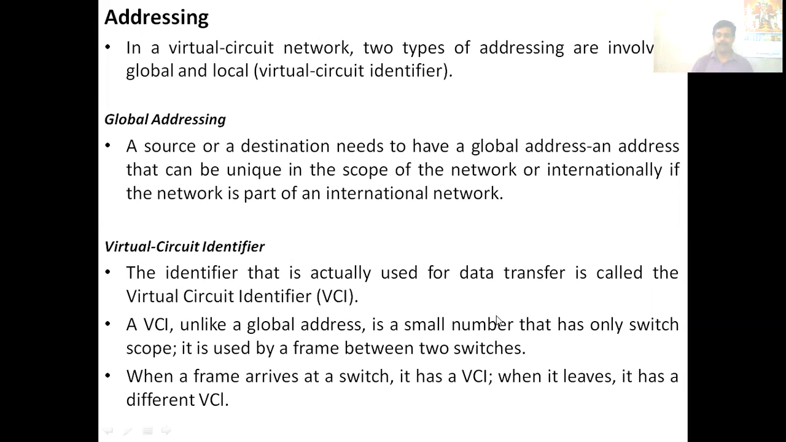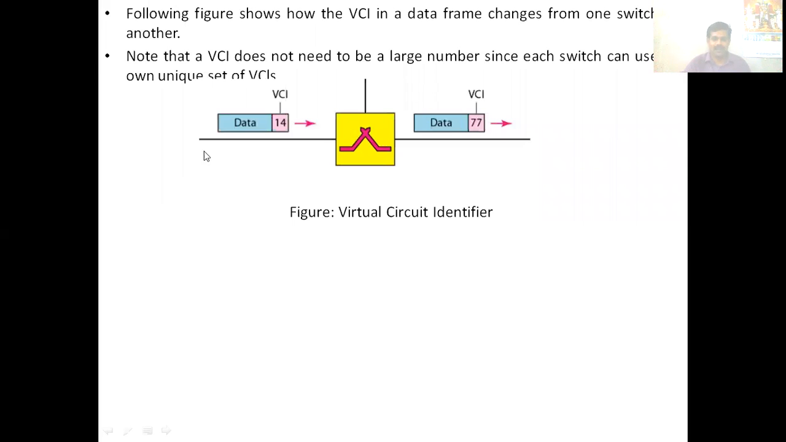Similarly, when a frame is coming to a switch, it will be carrying one virtual circuit identifier. While it is leaving the switch, that virtual circuit identifier will be changed. Here I am showing a switch and one frame is coming with a virtual circuit identifier of 14. When it is leaving the switch, it has the virtual circuit identifier of 77. So what is the value? 77.